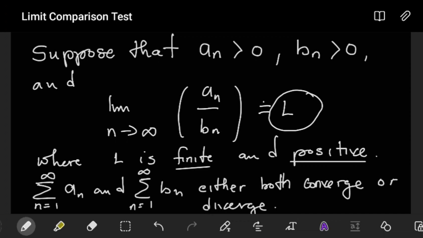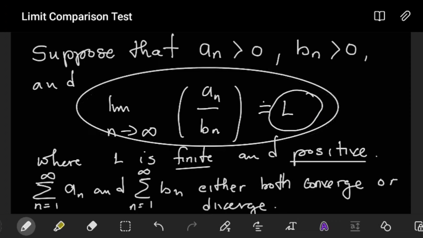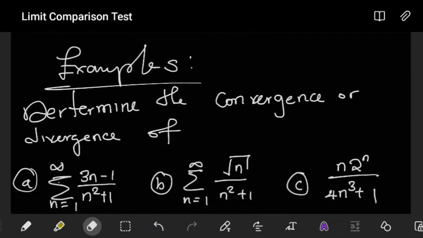Now, for us to say the state of bn is the same as the state of an, firstly, this condition has to be satisfied. The ratio an over bn, when you get its limit as n approaches infinity, has to be equal to a finite positive number. And of course, an and bn have to be greater than 0 for all n. Now, what does this mean, and how do we actually use this description to work out questions?